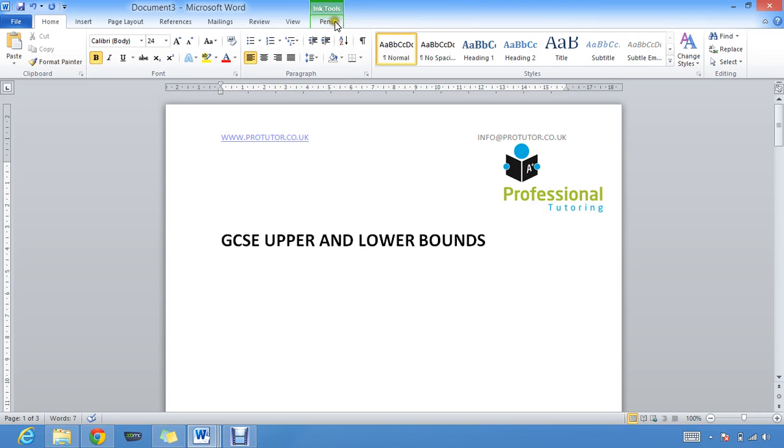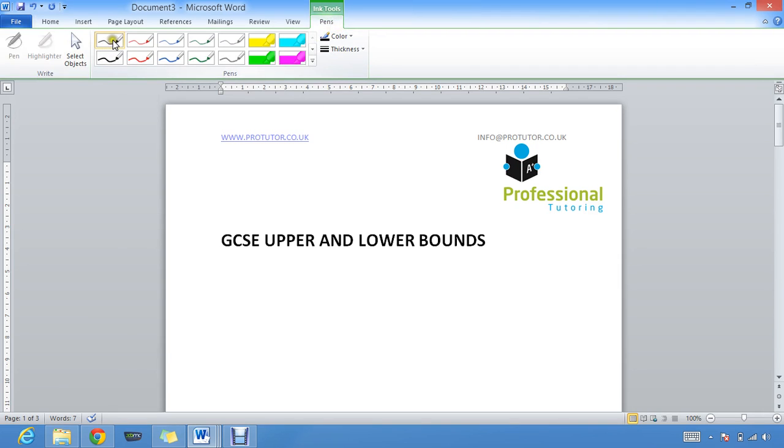Now with upper bounds and lower bounds, what they're asking for is a maximum limit and a minimal limit. So for example, if I have a CD and its diameter is 12 centimeters to the nearest centimeter, they will ask you what is the lower bound and what is the upper bound. Now to the nearest centimeter, that means to the nearest whole 1 centimeter.